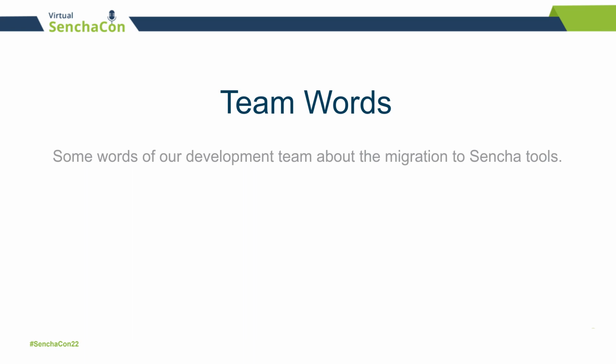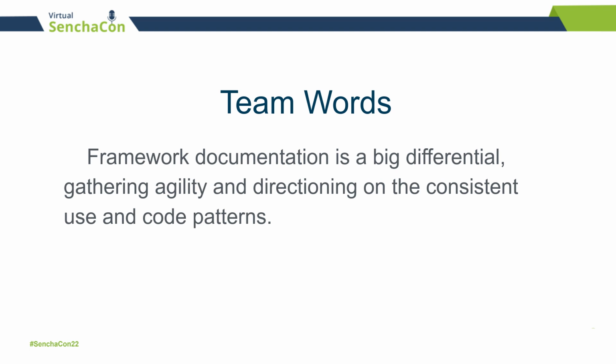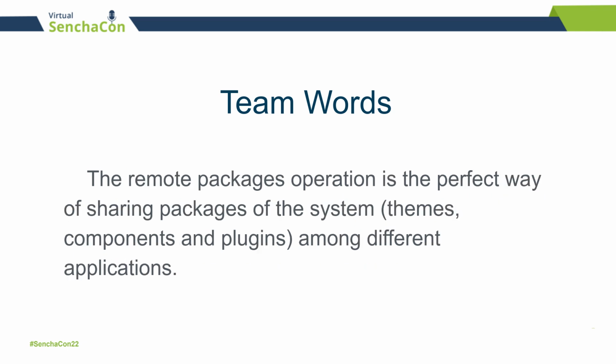Now let's see some words from our development team about the migration to Sencha tools, okay? The deployments. Ext JS became the most perfect way for time optimization and code reuse between the teams. The framework documentation is a big differential, gaining agility and direction on the consistent use and code patterns. The package segmentation of the application provided by Ext JS also helps with security and speed, delivering to the final user just what he needs without loading unnecessary files or packages. About the remote packages, the remote packages operation is the perfect way of sharing packages of the system, themes, components, and plugins among different applications.